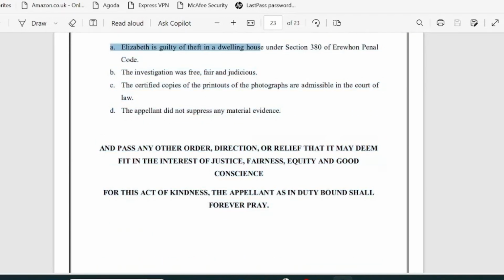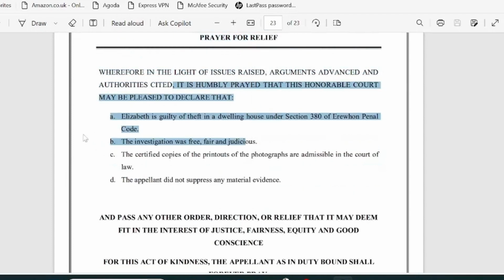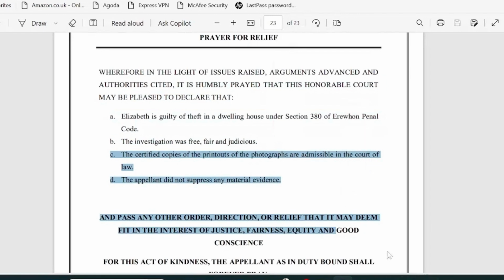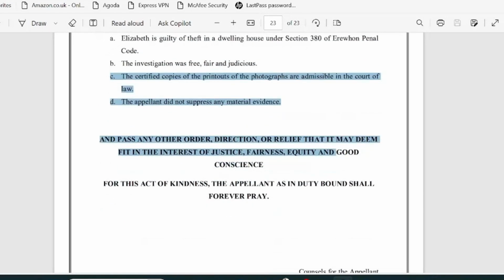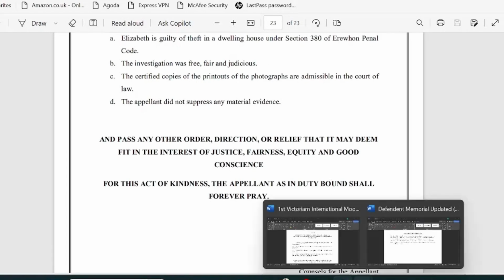Elizabeth is guilty of whatever, the investigation was free, वगैरह वगैरह, everything, and it should end in such a manner. And pass, ये आप copy paste कर लो, and pass any other order, direction or relief that it may deem fit in the interest of justice, fairness, equity and good conscience. For this act of kindness, the appellant, as in duty bound, shall forever pray.